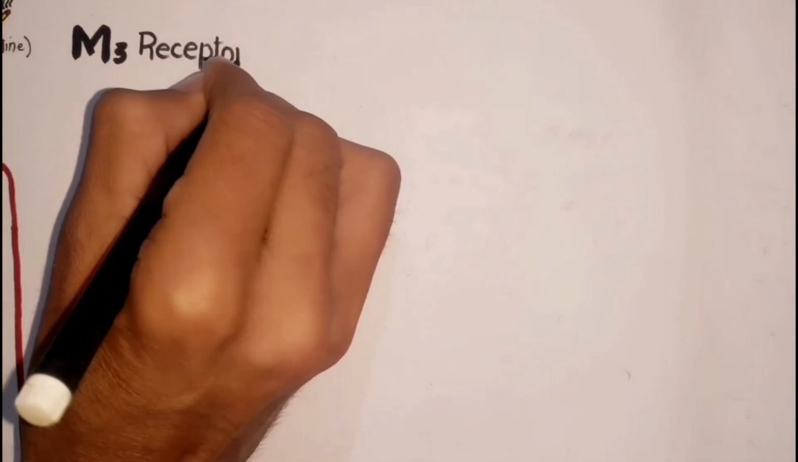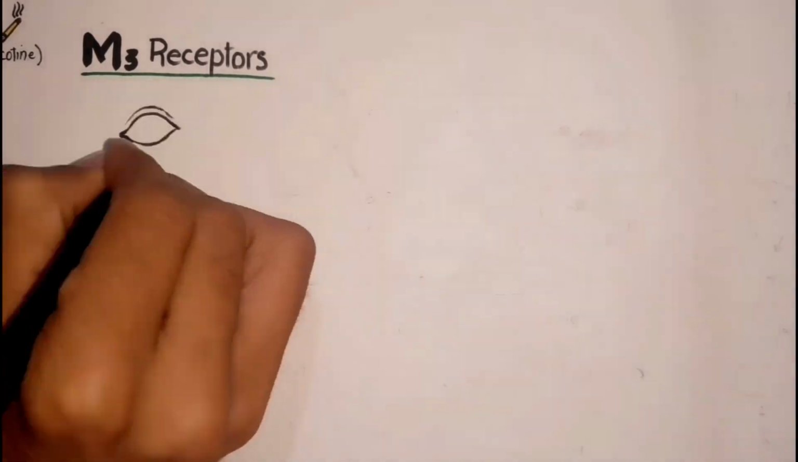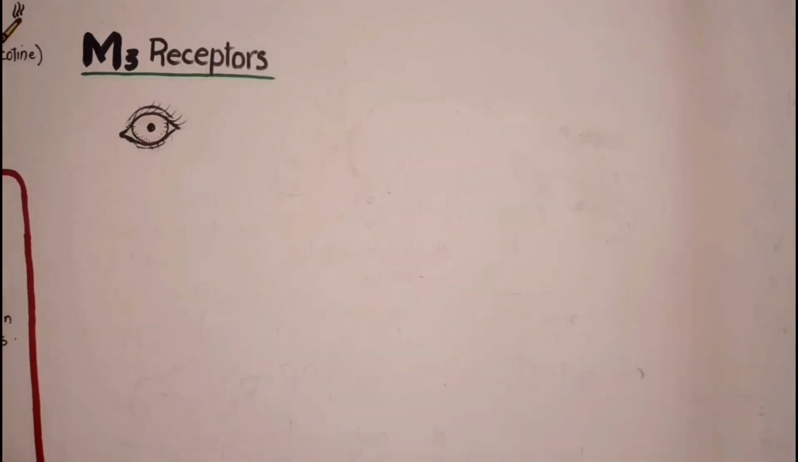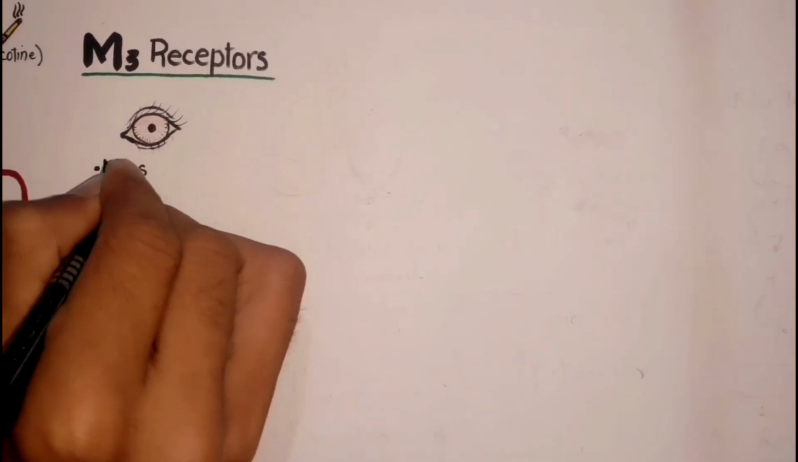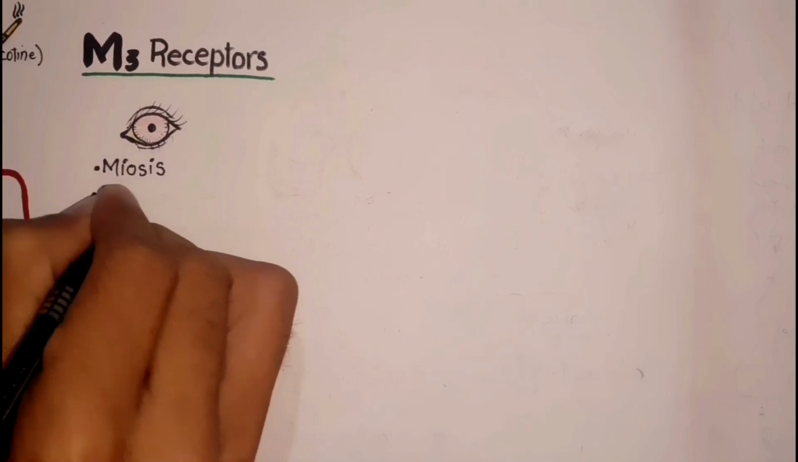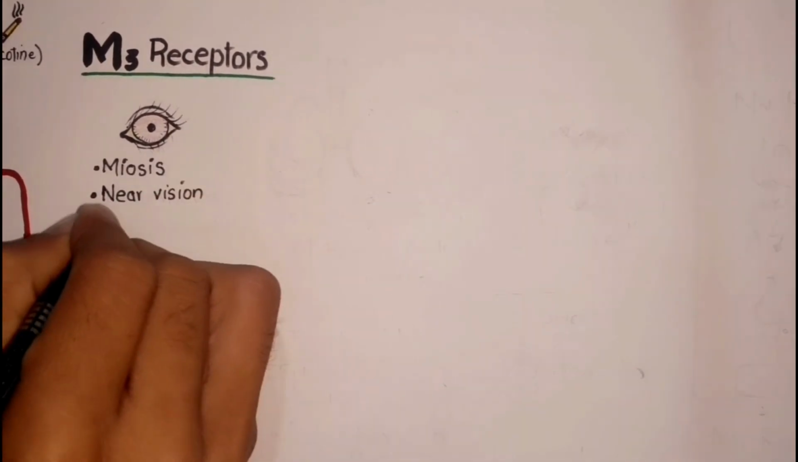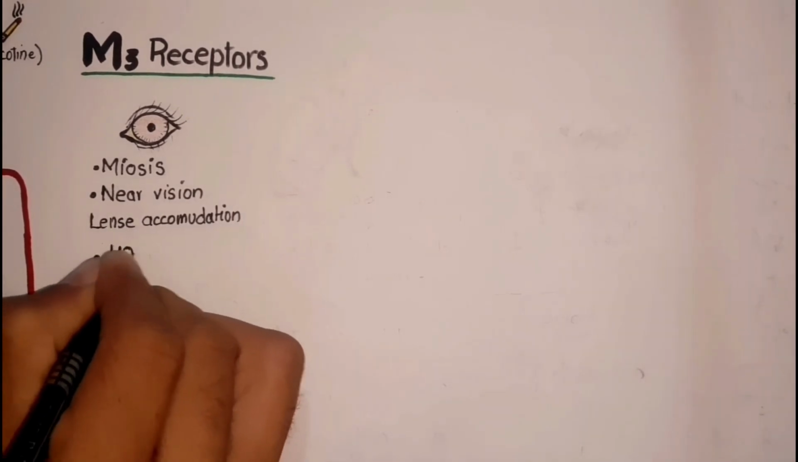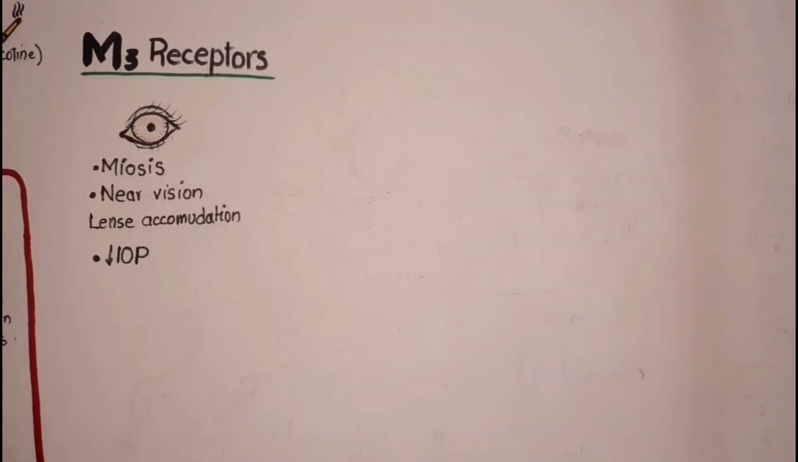The M3 receptors are widely found on the smooth muscles and glands of our body. The M3 receptors on the iris, the circular smooth muscle of the eye, cause miosis, while the M3 receptors present on the ciliary muscles cause accommodation of the lens for near vision. Both these effects also decrease the intraocular pressure.